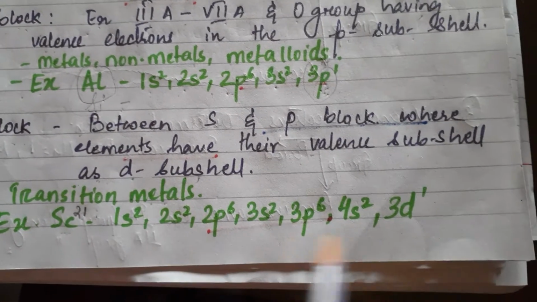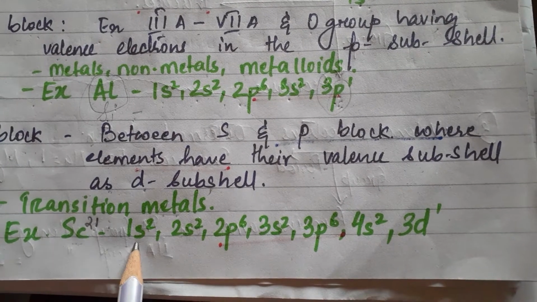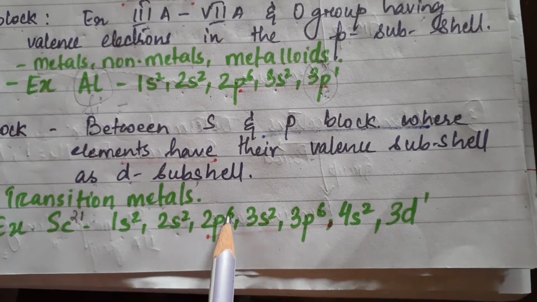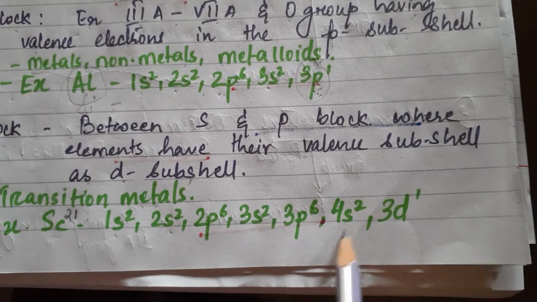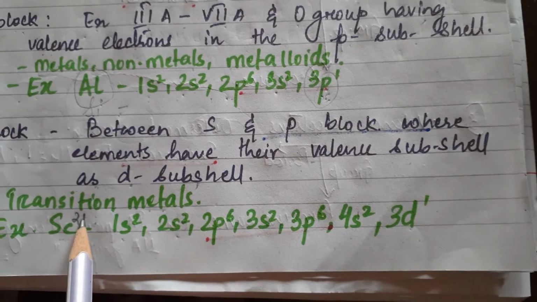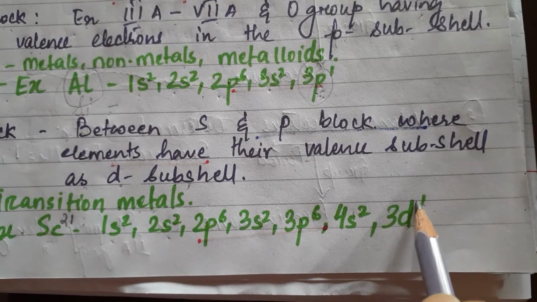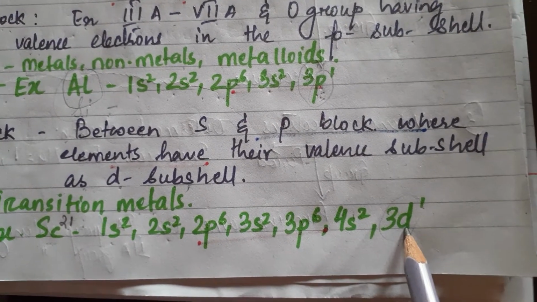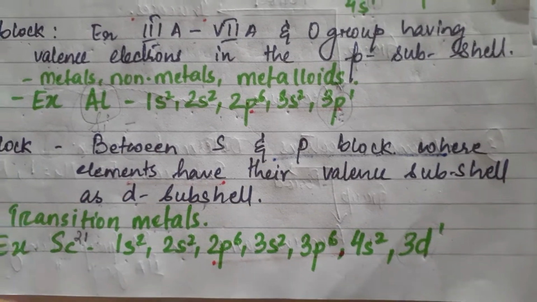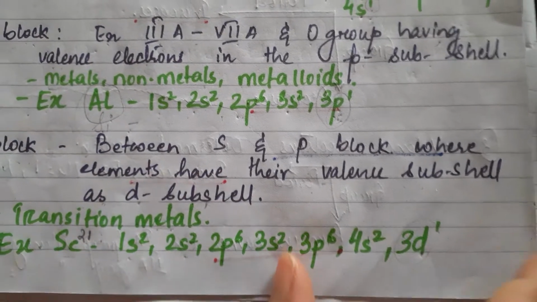When we arrange it in the electronic configuration, it becomes 1s2, 2s2, 2p6, 3s2, 3p6, 4s2, and the last one, the 21st, goes to 3d1. So we see that the valence subshell or the last subshell is D. So that is why this element comes under the D block.